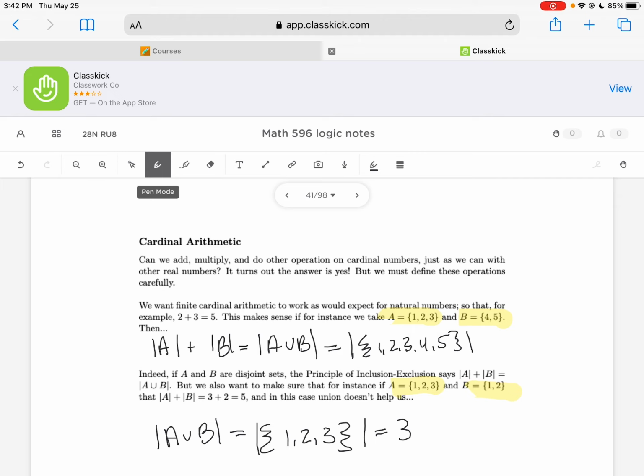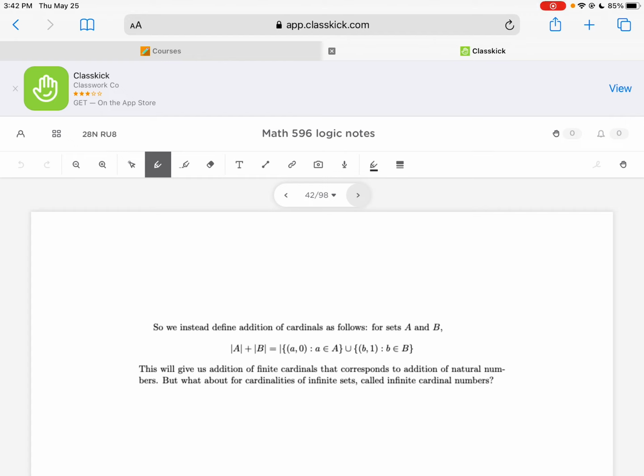And so we don't necessarily want to just use unions to help us determine the addition of cardinalities. So instead, we use a different definition of cardinal addition as follows. We say that the cardinality of A plus the cardinality of B is the cardinality of the following set. I just realized I missed an absolute value bar here. It's the cardinality of the set containing ordered pairs of the form (a, 0), where a is an element of the first set A, and then elements of the form (b, 1), where b is an element of the second set B.